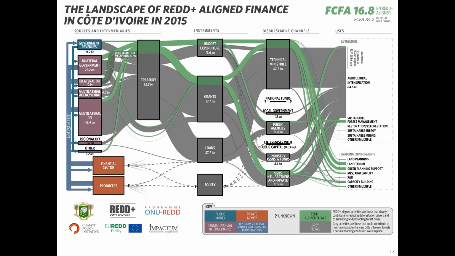This is the landscape of REDD+ aligned finance in Cote d'Ivoire in 2015. The landscape provides a snapshot picture of financial flows in that year, showing the life cycle of flows from sources of finance on the left-hand side, the instruments and actors channeling finance in the center here, and the end uses on the right. The width of the flows is representative of their size, of their value.